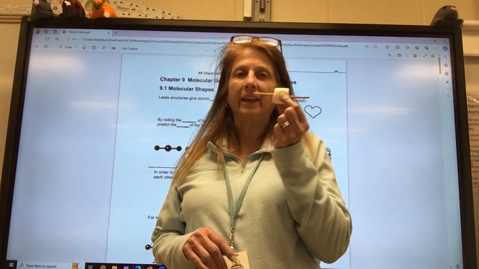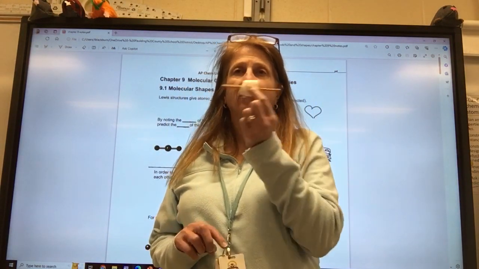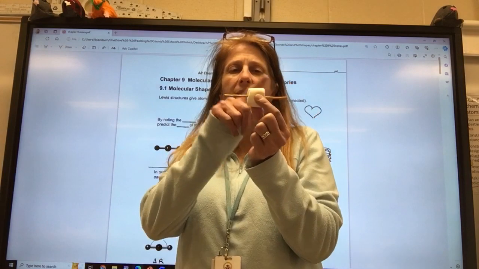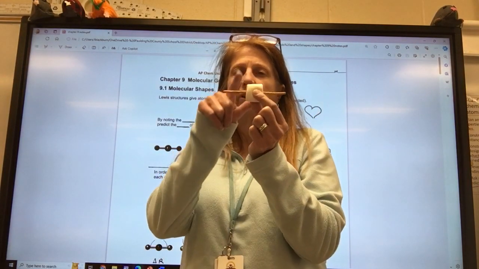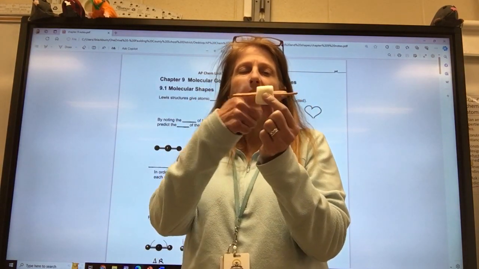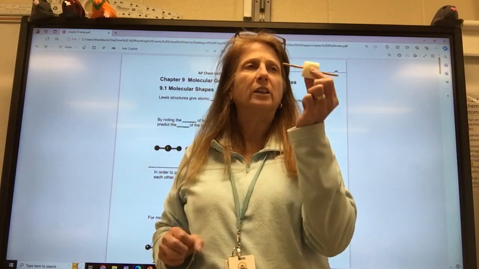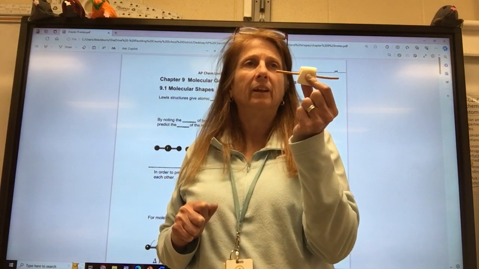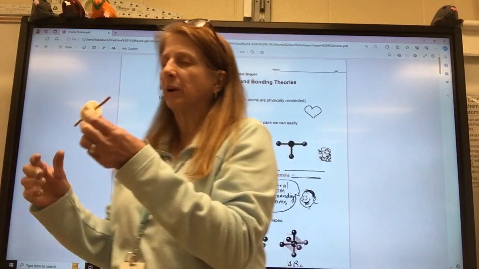Okay, so did everybody get them as far apart from each other like this? Okay, so how many degrees in geometry class is that? 180. And if this was a molecule, what shape would we call this? A line. So we would call it linear.